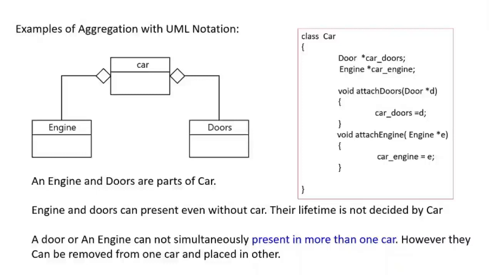So an engine and doors are part of a car. Engine and doors can be present even without a car. Their lifetime is not decided by the car anymore. A door or engine cannot be simultaneously present in more than one car. However, they can be removed from one car and placed in another.